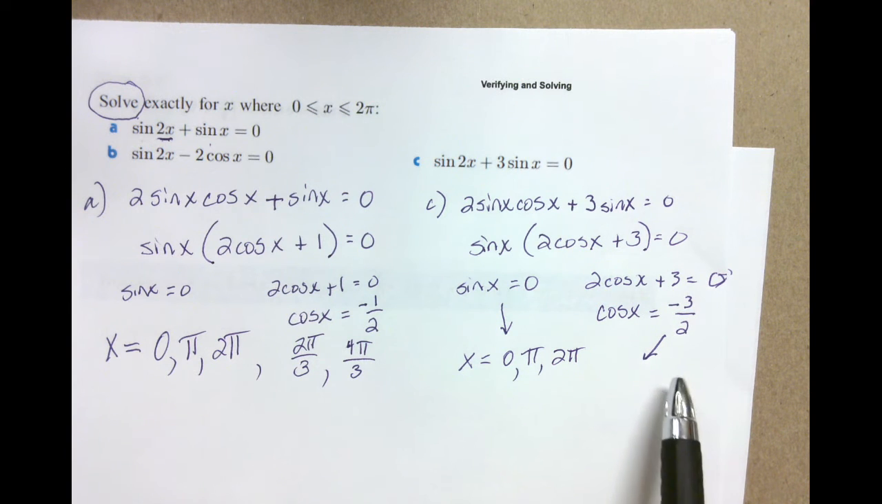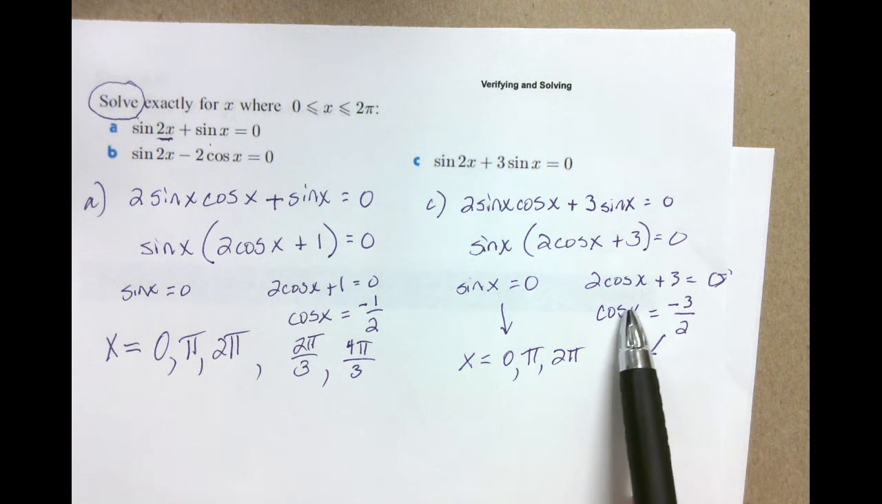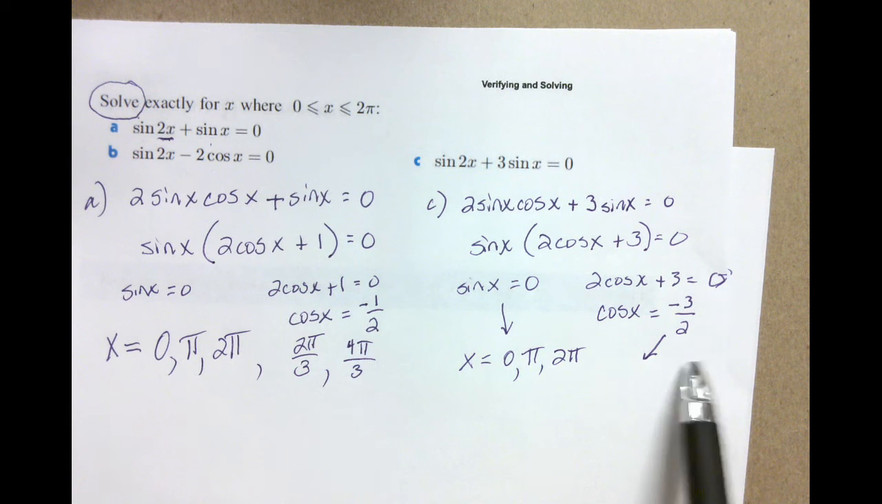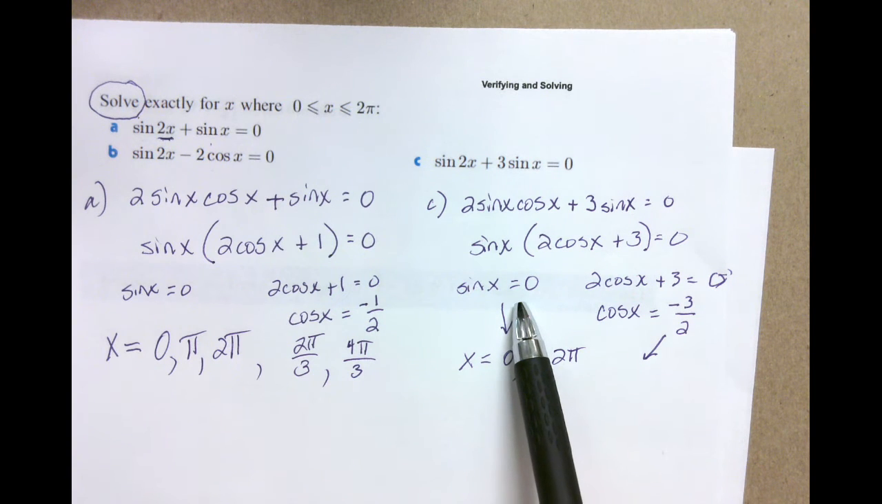First off, are you good with what I did so far? I replaced the double angle formula with a single angle formula. Then I factored, and then I set the factors equal to 0. And I know where the sine is 0. That's at 0, pi, and 2 pi.